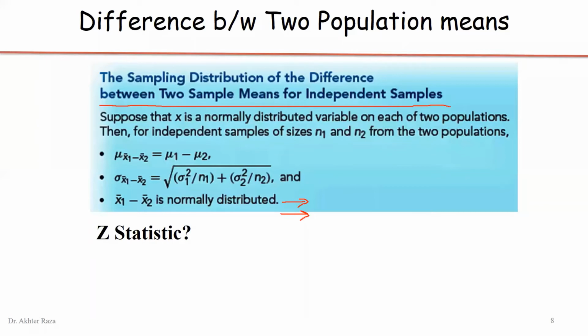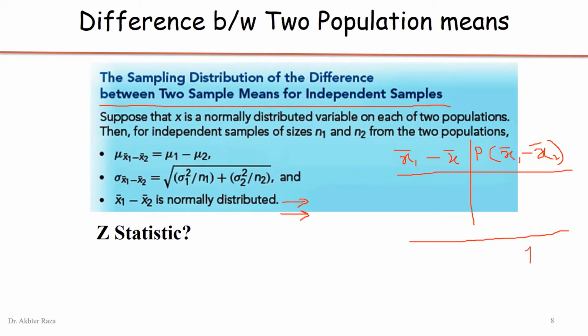The conclusion of this slide is we have one variable. The variable is x bar 1 minus x bar 2. This is our variable. And the distribution of this variable is what? Probability of x bar 1 minus x bar 2, and all the probabilities we have with the condition that the sum of all probabilities will be equal to 1. This is called the sampling distribution of the mean. This is called the sampling distribution of the difference of the two sample means.